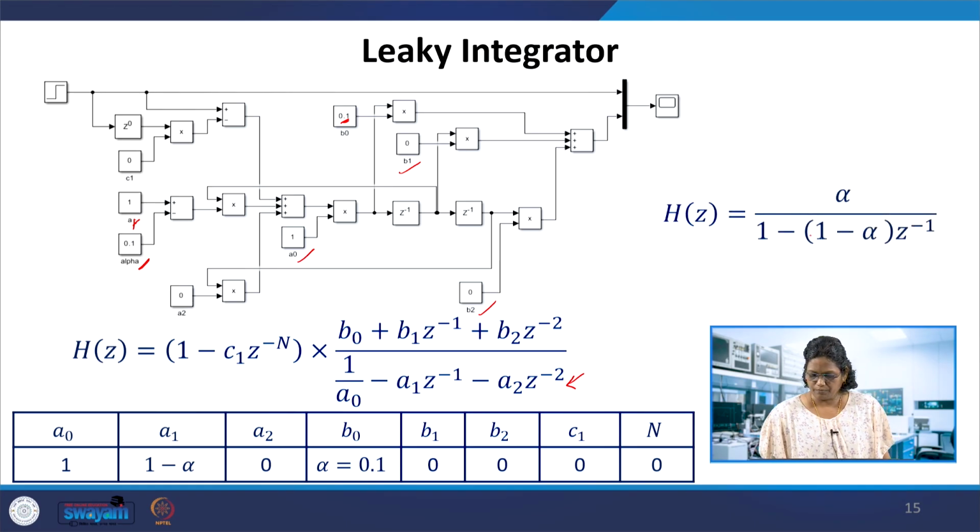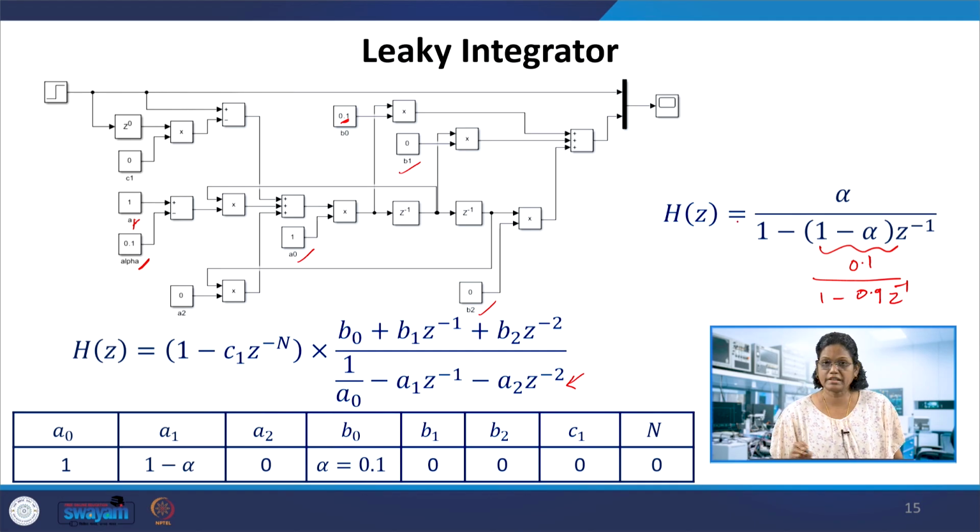The leaky integrator has the transfer function alpha, that is B0 is alpha, by 1 minus (1 minus alpha) z^-1, where alpha is 0.1, so it is going to be 0.1 by 1 minus 0.9 z^-1. If you keep alpha as 0.01, then 1 minus alpha will be 0.99. So this is the transfer function of the leaky integrator.